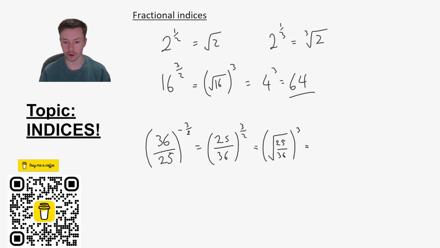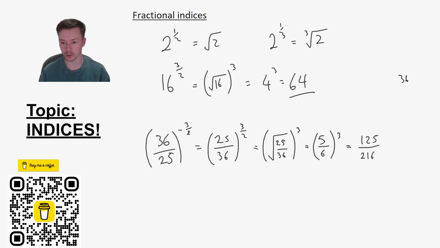So, square root of 25 is 5 over 6. And then we're going to cube it. 5 cubed is 125. And 6 cubed, well, 6 times 6 is 36. And then you might have to do some working out for the next bit, but 36 times 6 is going to give us 216.